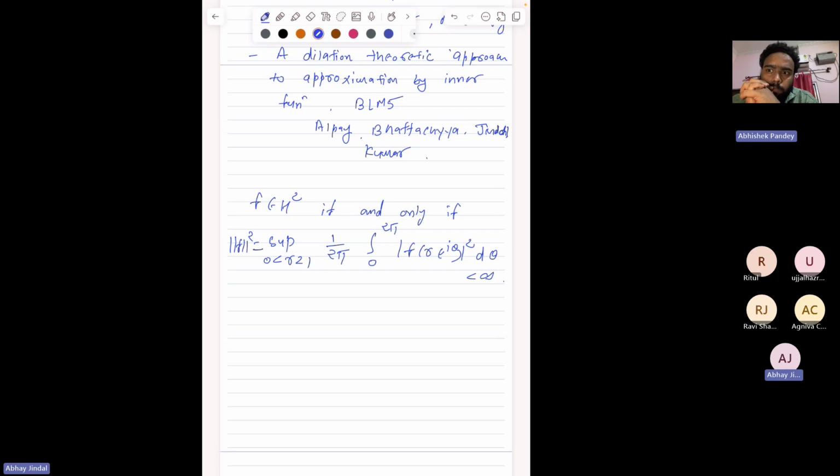Yeah, I understand. So from here it is clear that if phi is an H infinity function, then it is a multiplier. Yes. And I think similarly, instead of power 2 here we will have power p when we talk about H^p.